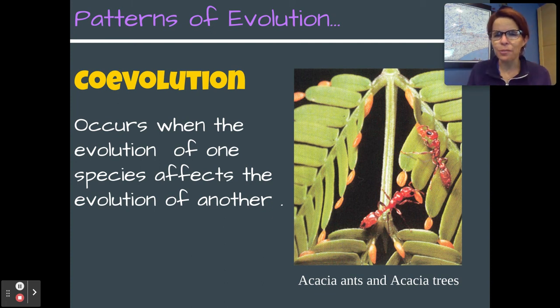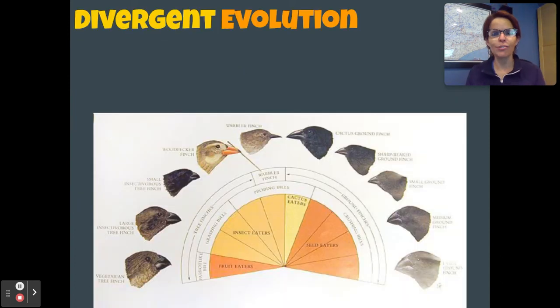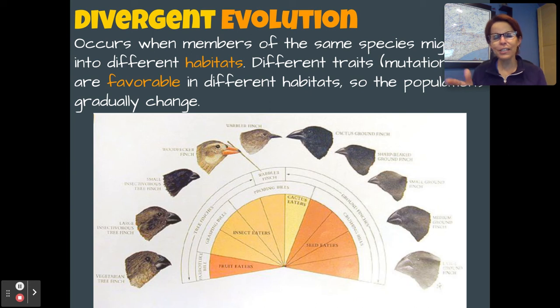But here's where it gets weird. In return, because they live on the tree, the ants then attack any herbivores that might try to eat the tree. They bite the herbivore, so the herbivore goes away. So these 2 organisms, the tree and the ants, have evolved to live together. And their evolution has supported one another. So that's called coevolution.